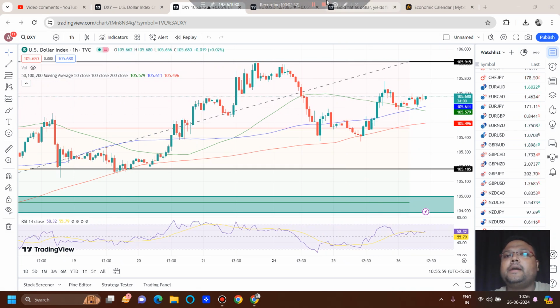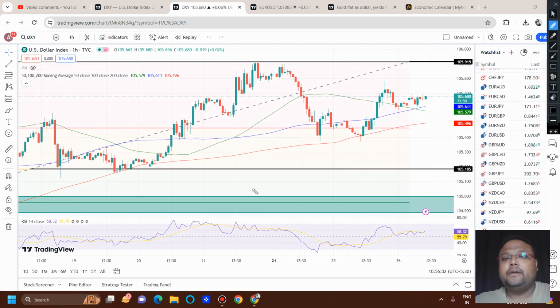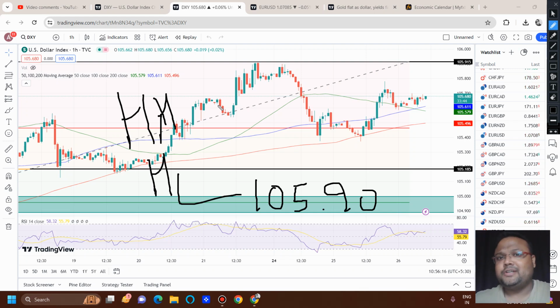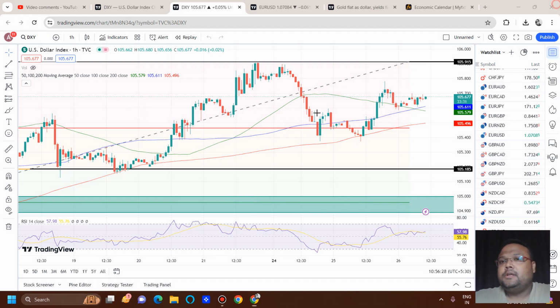On the other hand, if the market goes up, then obviously we have the resistance around 105.90. Earlier, the structure of the market was higher highs and higher lows. So the market was breaking the previous high and going up, but the picture has changed. The market is no longer forming higher highs, so we can expect that, especially before Friday, if the market goes up, it will face resistance around this area. So let's wait and watch.